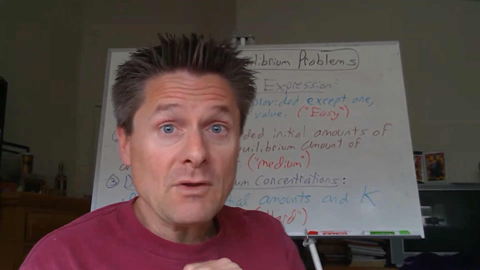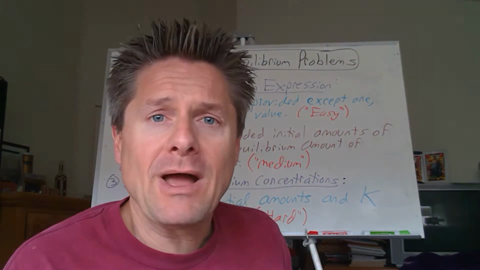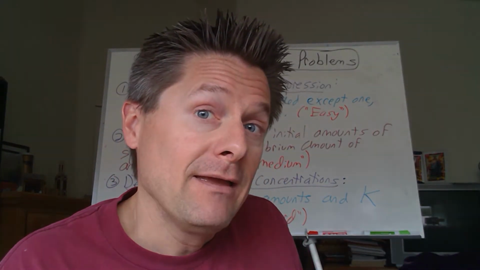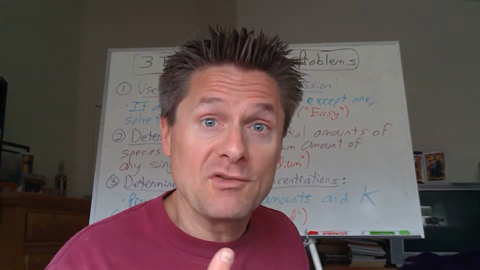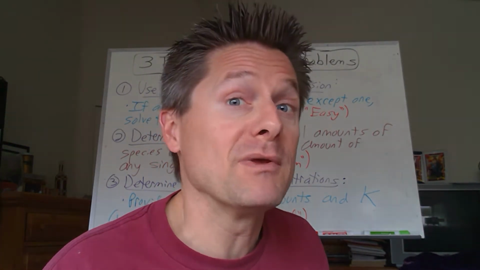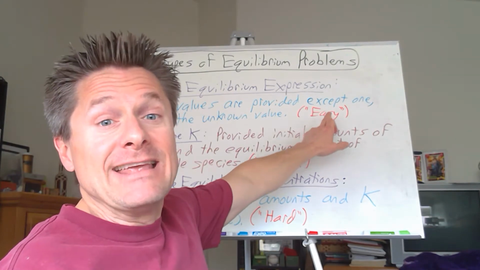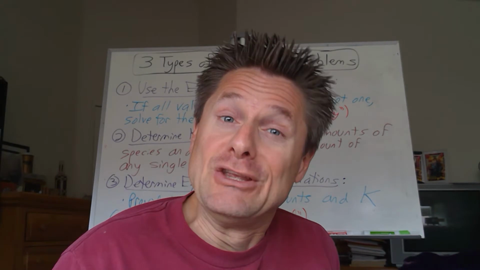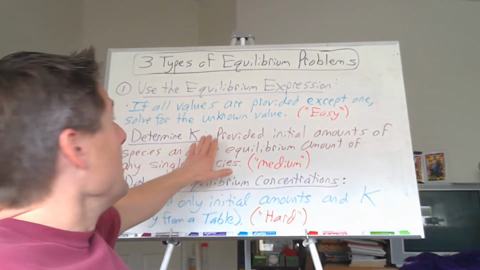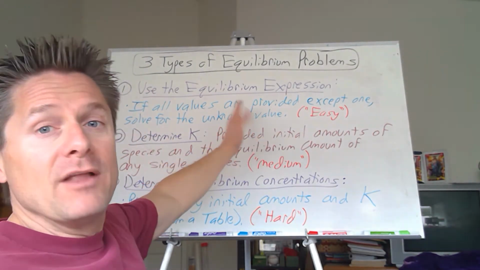If I give you all those values except 1, so if I give you all the equilibrium concentrations of every species, you could solve for K. If I give you K and all the equilibrium concentrations except for 1 species, you can solve for that 1 unknown species. It's pretty simple math. It's like the PV equals nRT equation. If I give you everything except 1, you just solve for the missing 1. That's why I consider that easy. And it's even easier because you don't have to worry about units. If you're solving for a concentration, the units will just be the units of the concentrations you throw in, typically molarity.